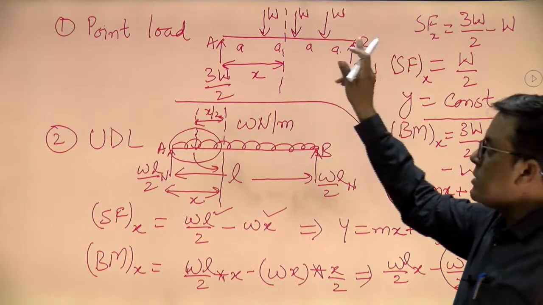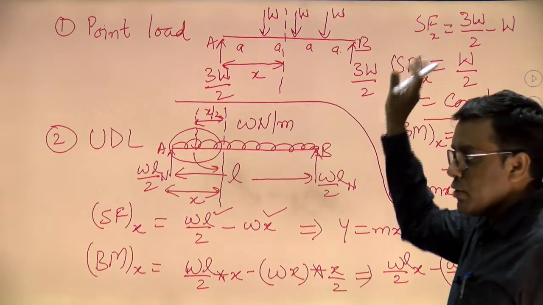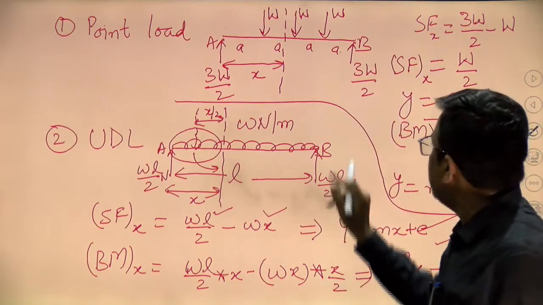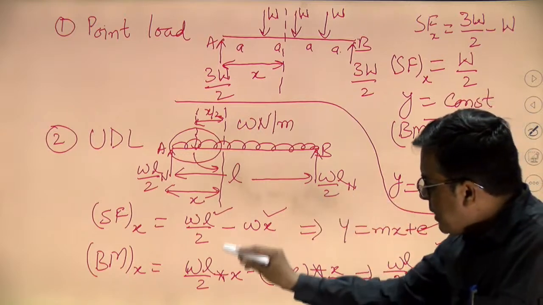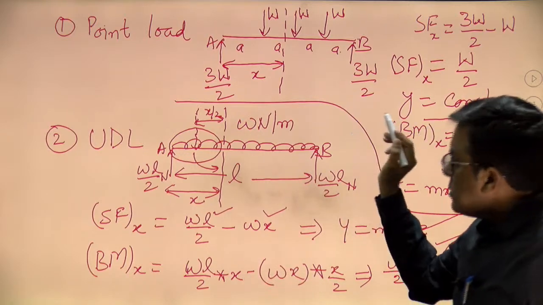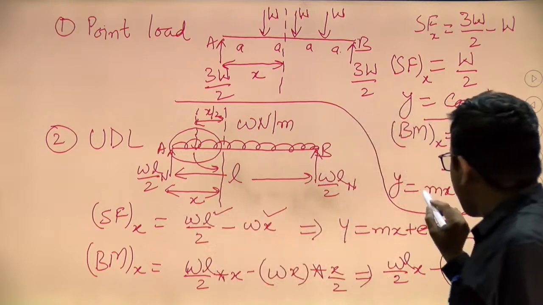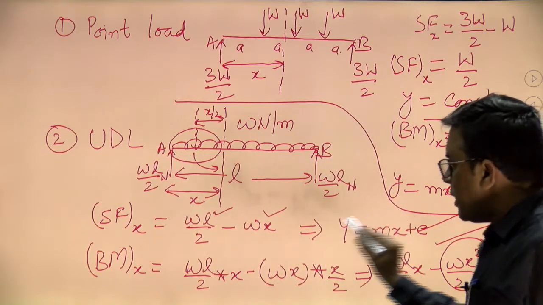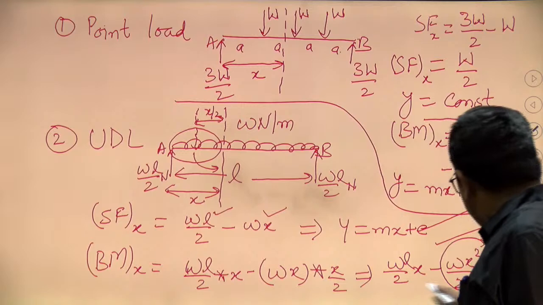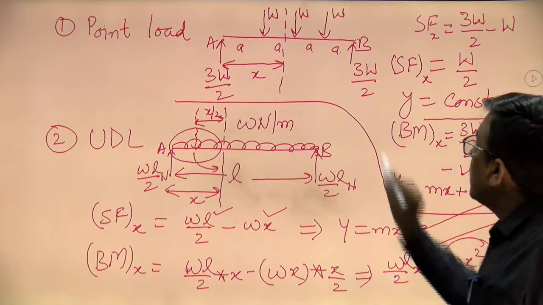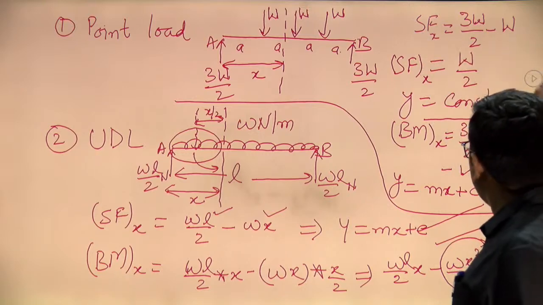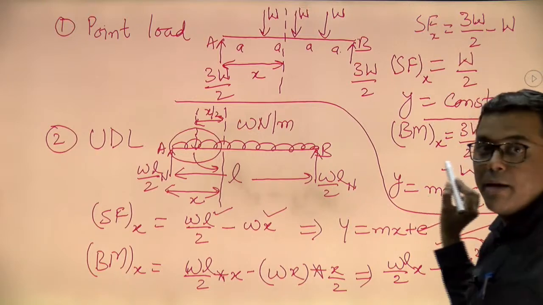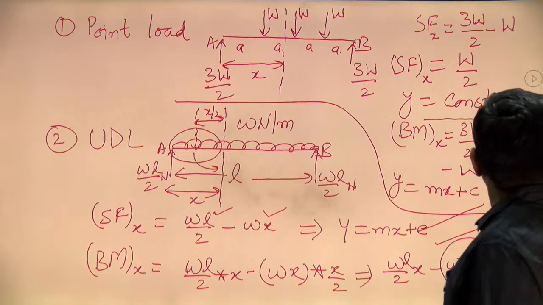Whenever a beam is subjected to point load in a particular section, then it will be a inclined line, and whenever a beam is subjected to UDL, the shear force diagram will be inclined line, and the bending moment diagram will be what? The parabolic. And point load के case में the shear force diagram will be constant horizontal line and the bending moment diagram will be inclined line.